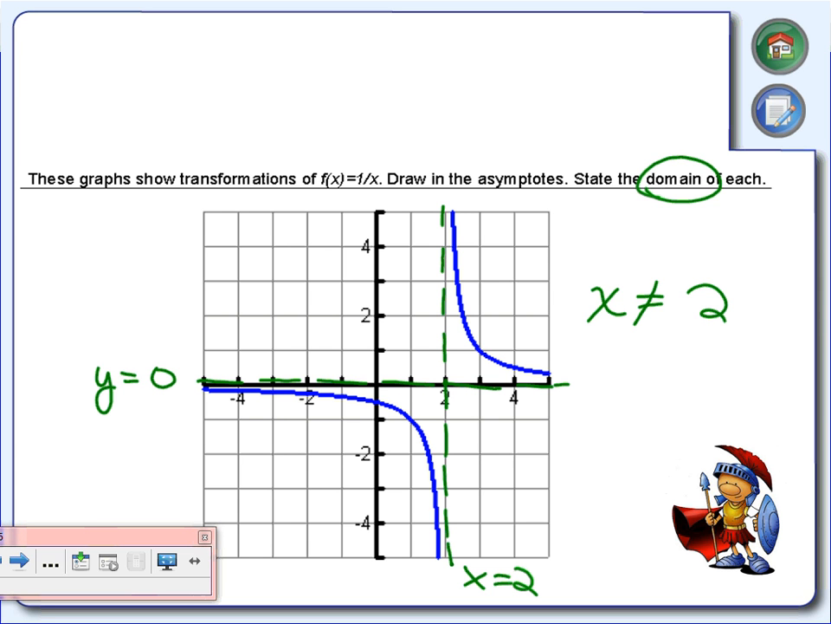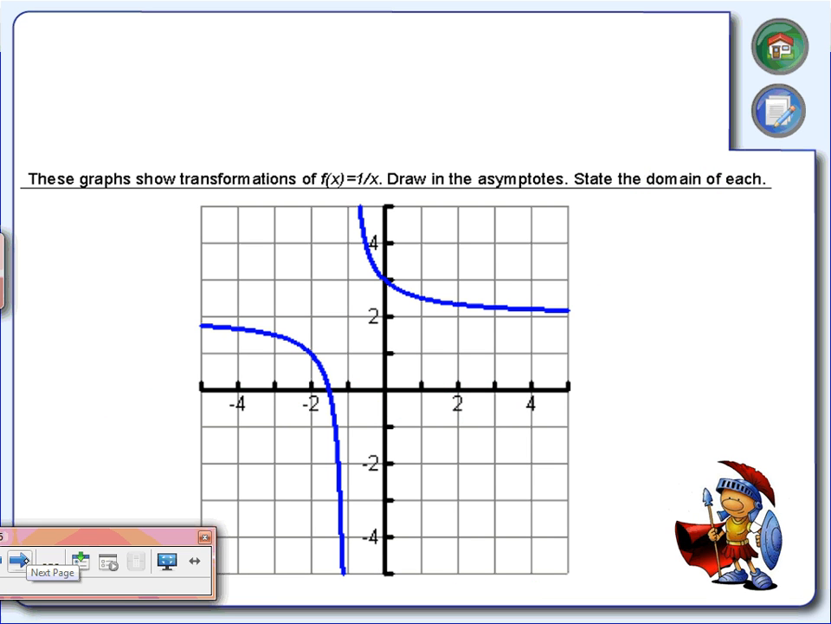Notice if I look right here, starting at the asymptote, I'm using all of these x values to the left. If I start at my vertical asymptote here, I'm using all these x values to the right. The only one that I'm not using is the one right at the 2 itself. So x does not equal 2. Everything else is included as far as the domain.